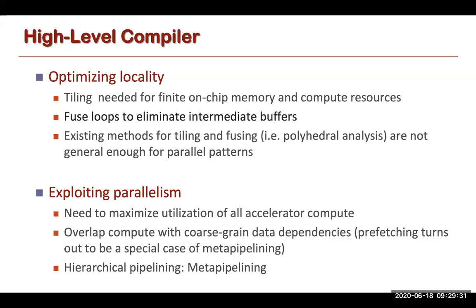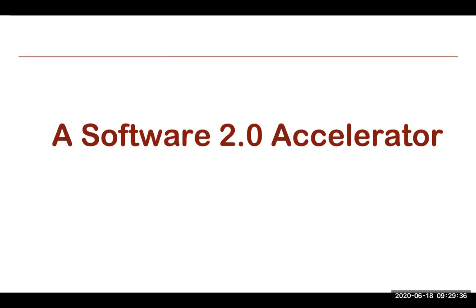Okay, so with this in mind, we've talked about machine learning algorithms, we've talked about the trends, larger models, sparsity, we've talked about the role of domain-specific languages and how domain-specific languages can be represented by parallel patterns. Now let's think about how we might accelerate software 2.0 applications with these ideas in mind, right?